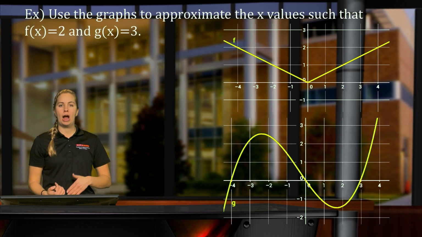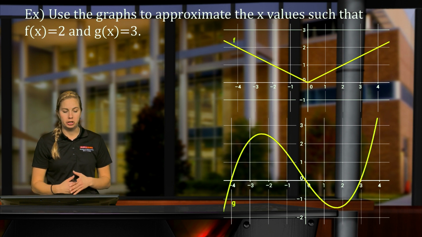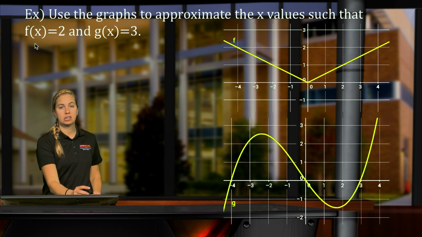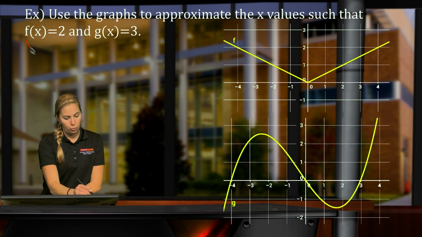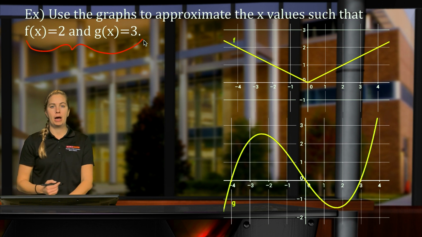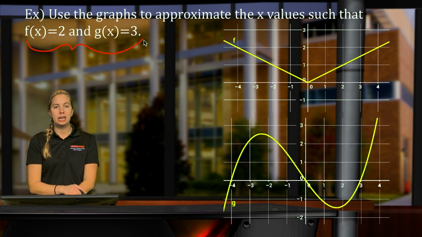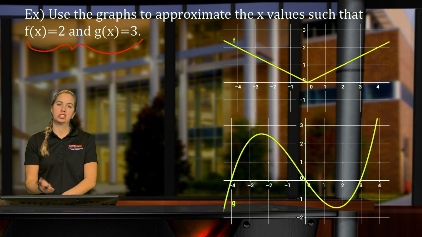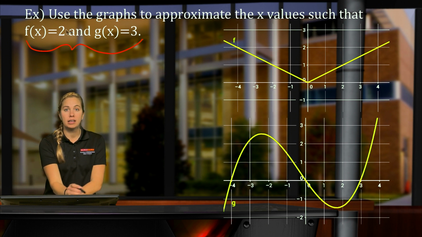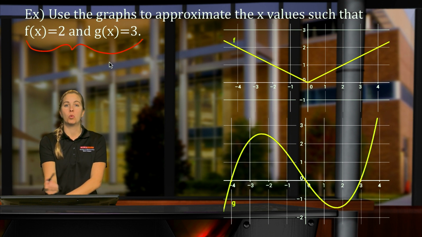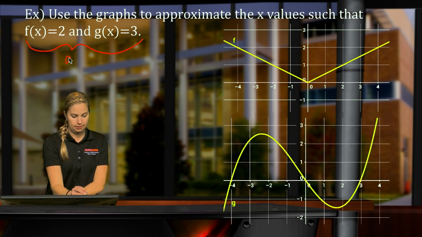Using these same graphs, now we're going to change the question a little bit. They want us to determine or approximate the x values such that f of x equals 2 and g of x equals 3. What is different about the way that they've presented the problem here? I asked the same question. What information are they giving you? In this case, they're not giving us the x value. They're giving us the y value, and they want us to find x.